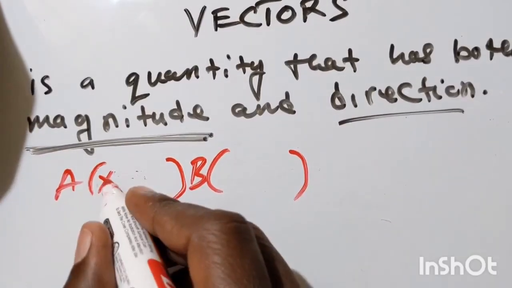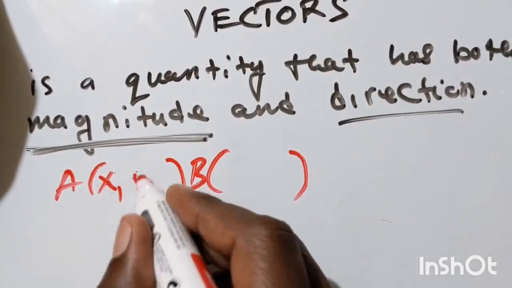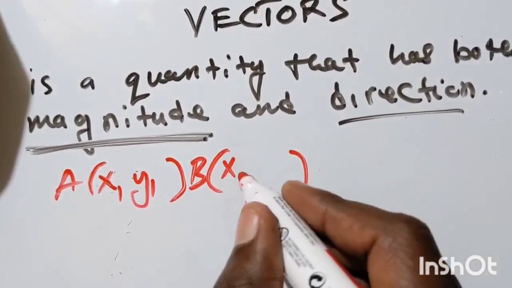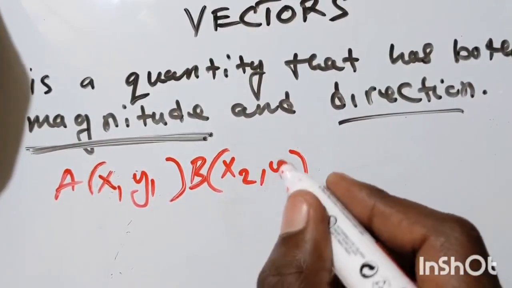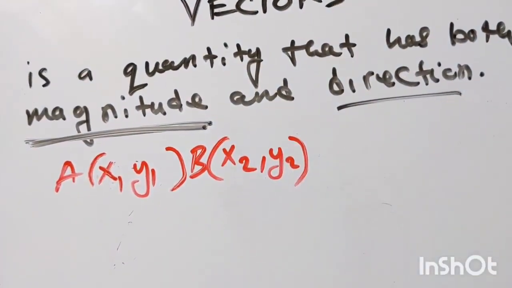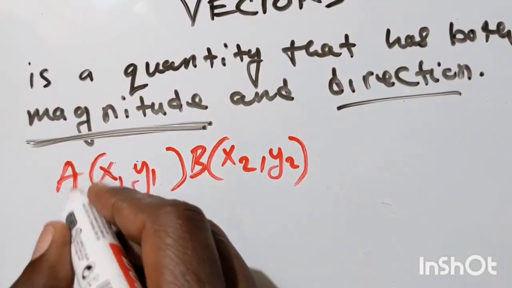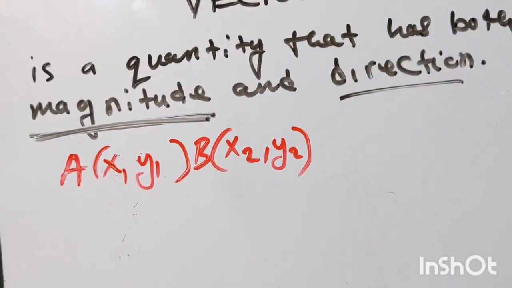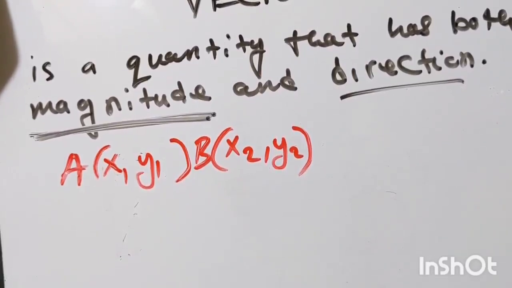Okay, so that is x1, y1, x2, y2. So these are the points that we have there. Let's generate the formula for magnitude.